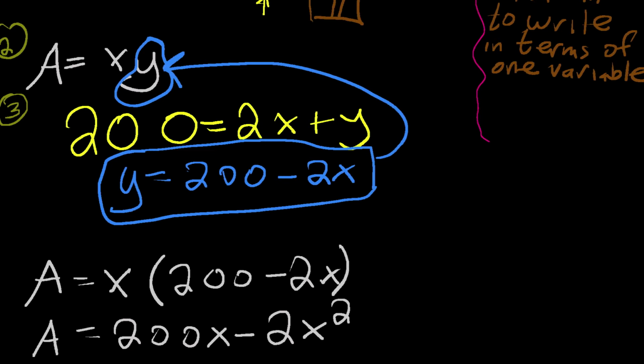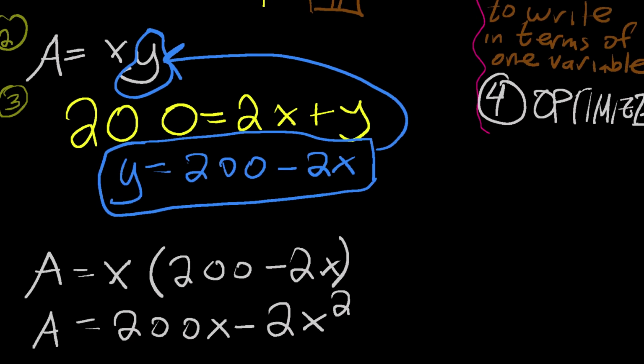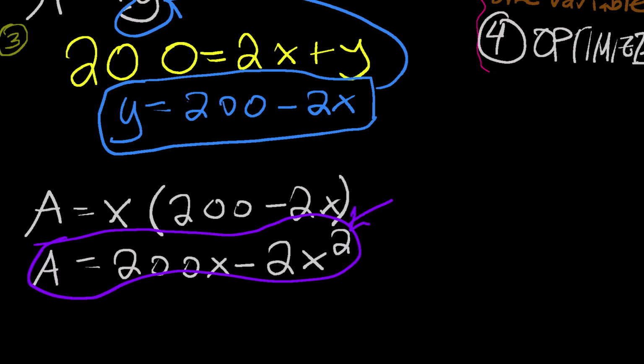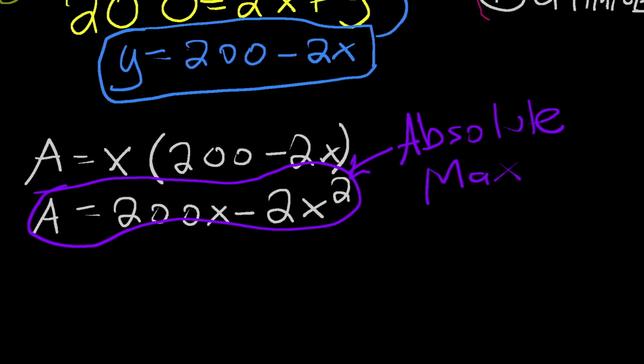And then the very last step is to optimize. To optimize, once you have your formula, depending on whether you're trying to find the maximum or minimum, you're looking for the absolute, in this case, maximum. We already know how to do that. Remember, all you've got to do is find the derivative.